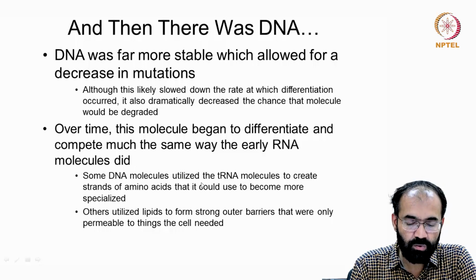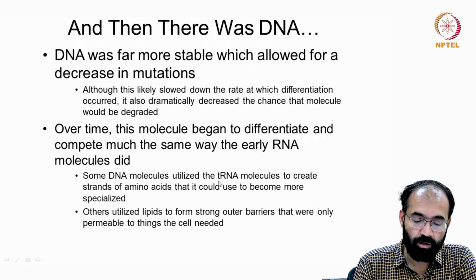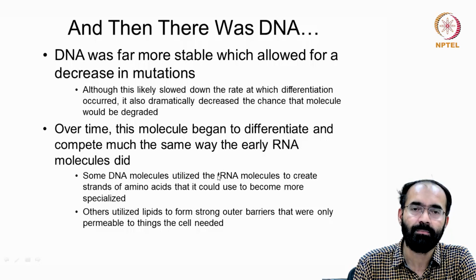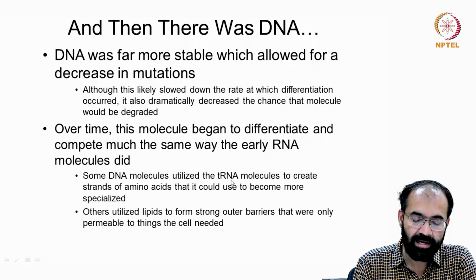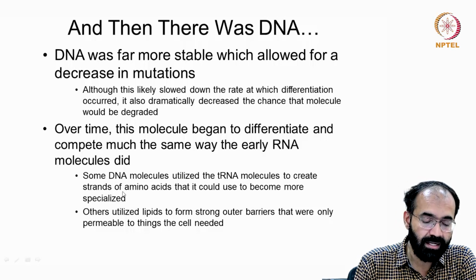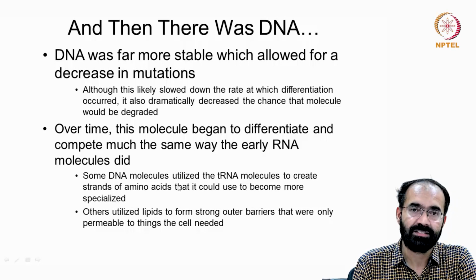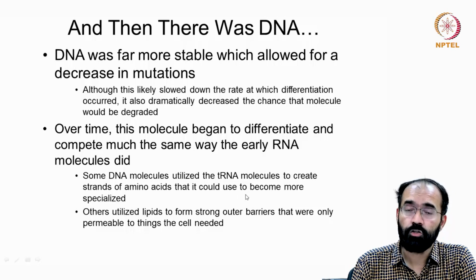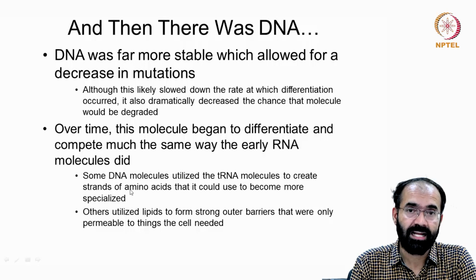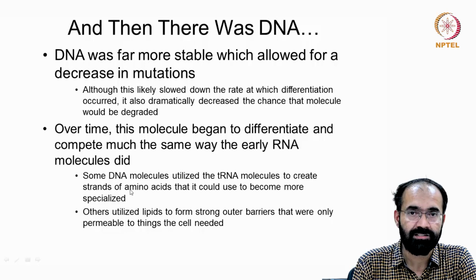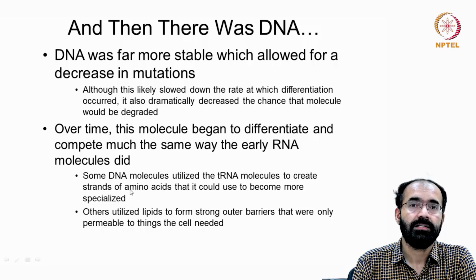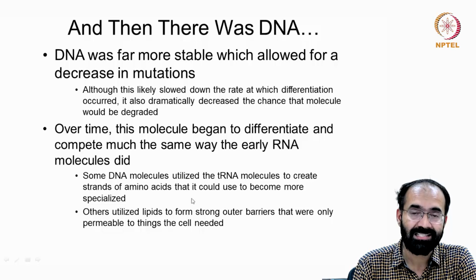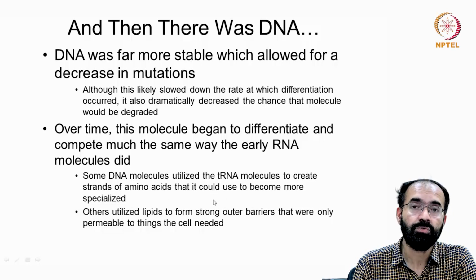Some DNA molecules utilized another small RNA called tRNA, transfer RNA. We will see them in more detail in the subsequent classes, but remember, it is one of the species of RNA, called transfer RNA, used to create strands of amino acids. Amino acids are the building blocks of protein, so it could be used to become more specialized. That means now you have a DNA strand which can utilize transfer RNA, and this transfer RNA carries amino acids and you can assemble them and give rise to a protein molecule.